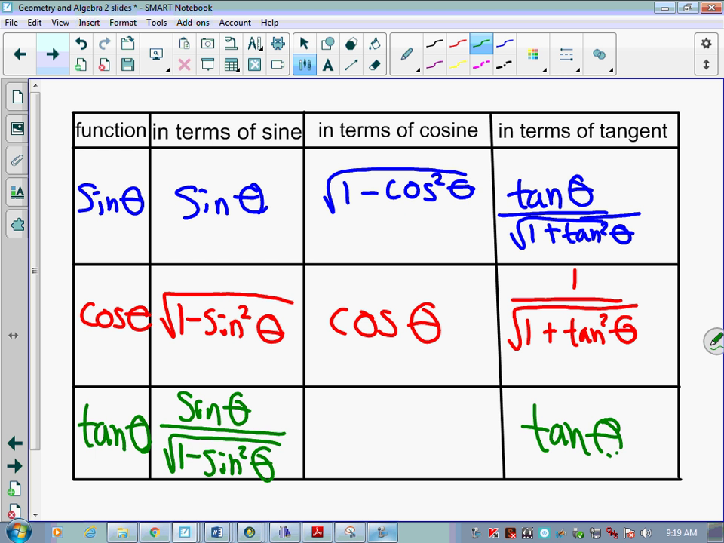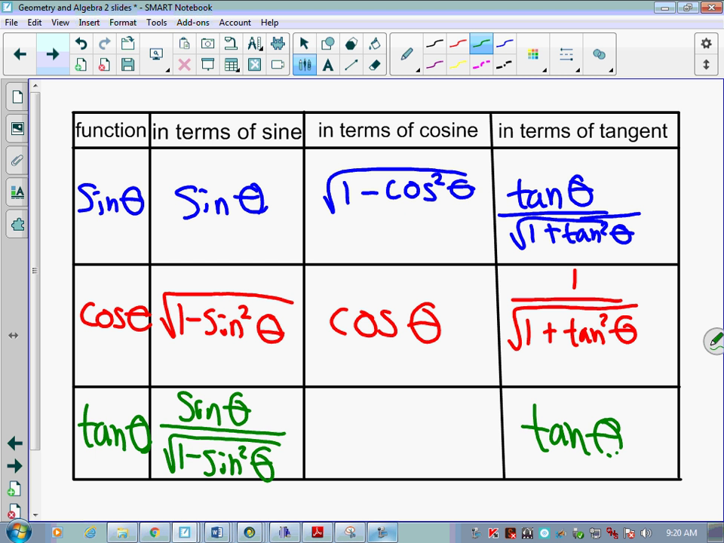So instead of cosine down here, I used an equivalent form of cosine in terms of sine. You got it there? Okay. All right. So over here, we're going to do the same thing.